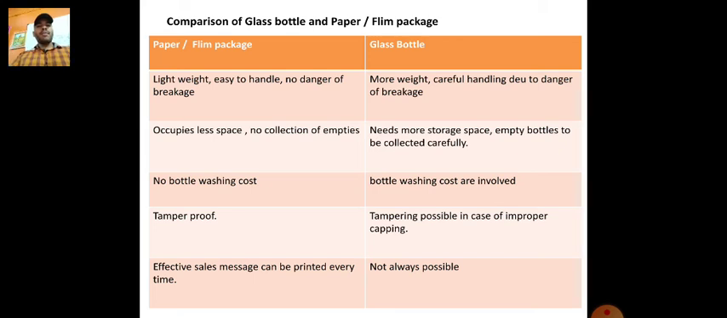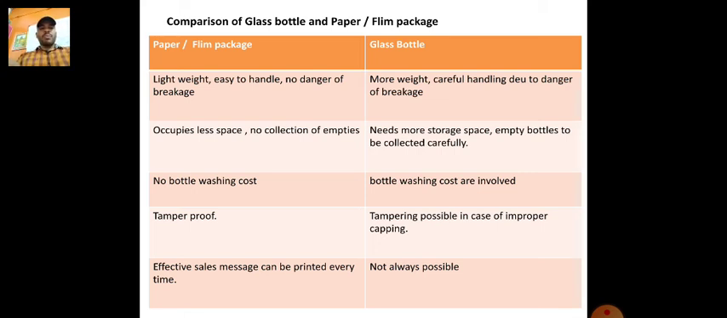Then next, comparison of glass bottle and paper or film packaging. First column is paper or film packaging, and second one is glass bottle. Means every day you are seeing in the market the pouch, that is paper or film package, and the glass bottle you do not see carried out in general practice. Okay, then: lightweight, easy to handle, no danger of breakage. So glass bottle packaging has more weight, and careful handling is needed due to danger of breakage.